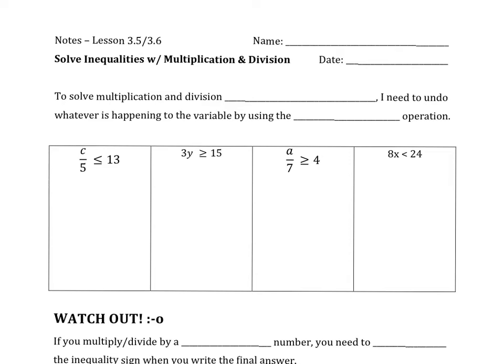Math 7, lesson 3.5 and 3.6. This is solving inequalities with multiplication and division. To solve multiplication and division inequalities, I need to undo whatever is happening to the variable by using the inverse operation. So this is the same thing that you would do when you're just solving for a regular equality.